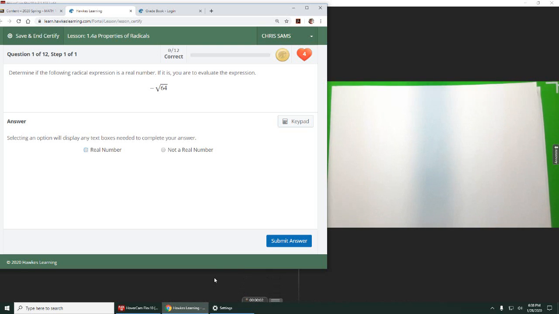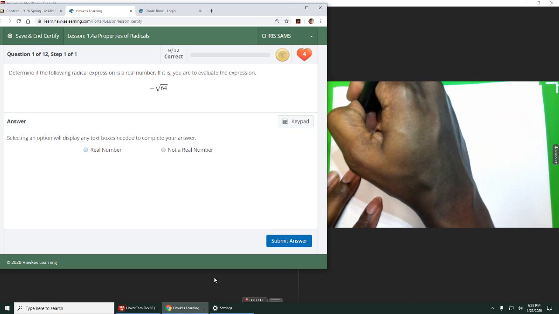All right, so we're in section 1.4. It's split into two parts, A and B. Part A wants to go over properties of radicals. And we're given this first example for number 1.